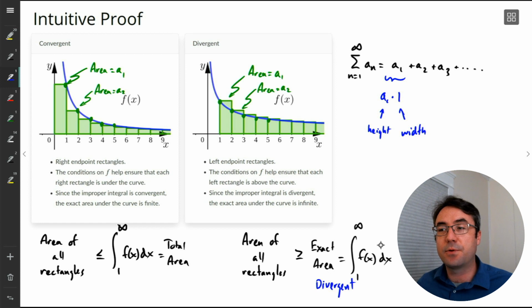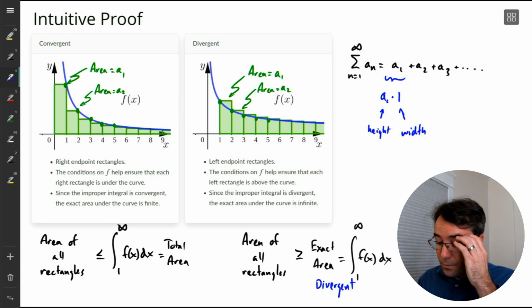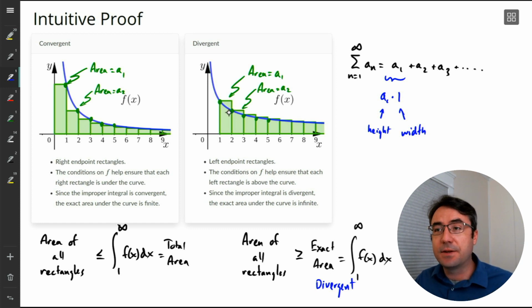So if this improper integral is divergent, it means the exact area of the region under the curve is infinite, which means the area of all those rectangles has to be divergent as well. It has to be an infinite sum. So choosing these rectangles like this, having this divergent improper integral that fits underneath them, kind of forces the sum of all those rectangles to diverge as well.